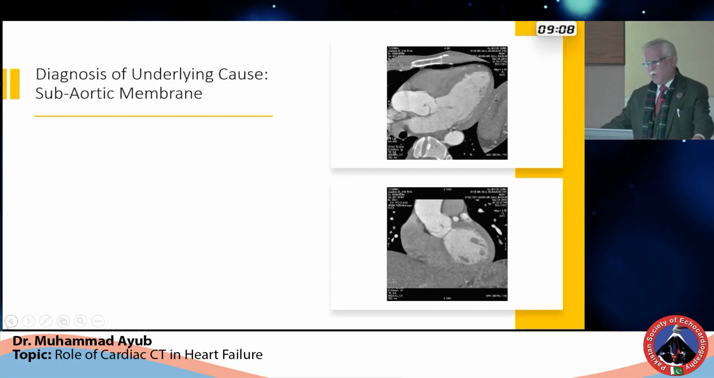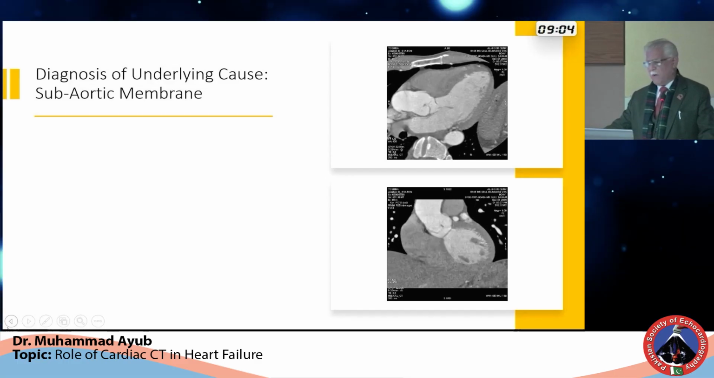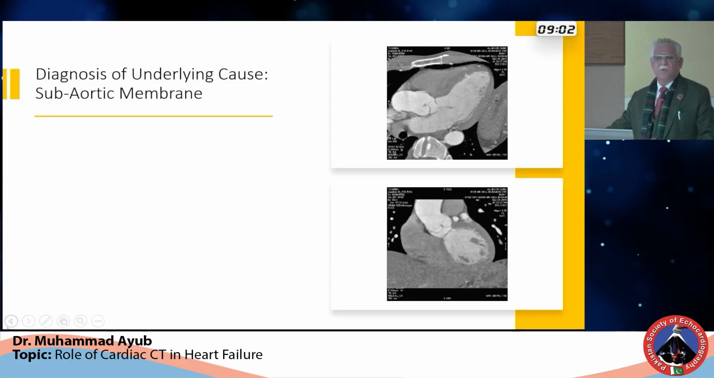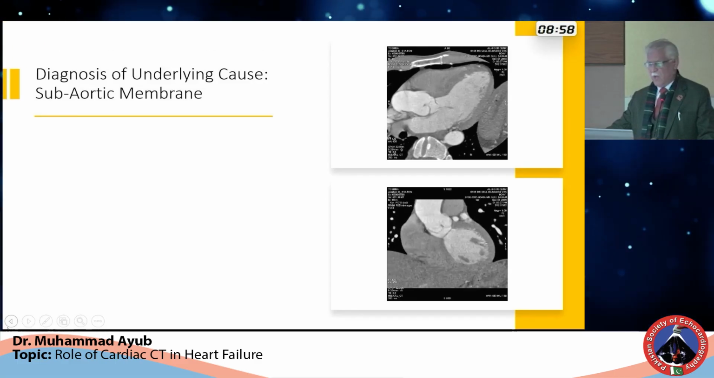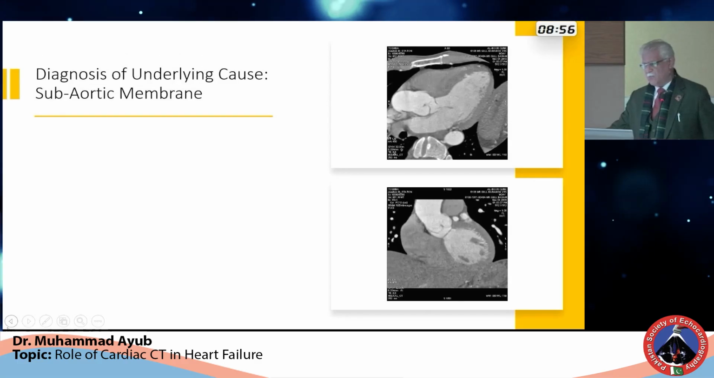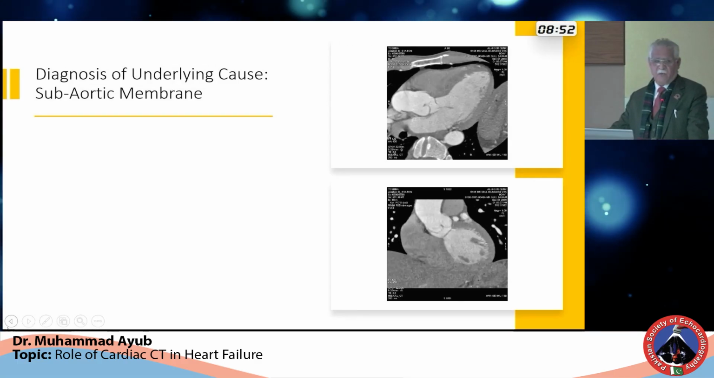Similarly, other pathologies like subvalvular aortic membrane can be nicely seen with cardiac CT because of its very high spatial resolution. Here in this case, you see a subvalvular membrane just below the aortic valve.